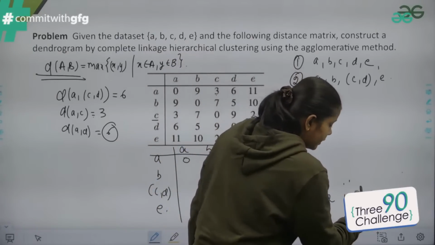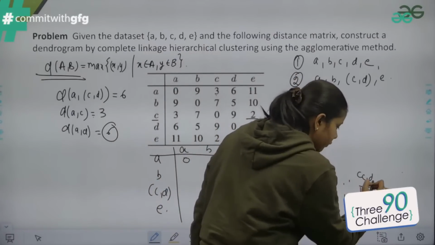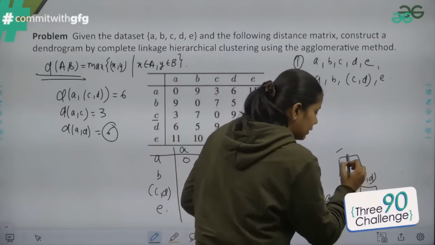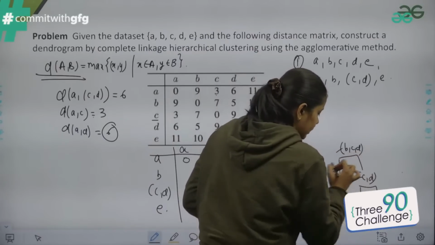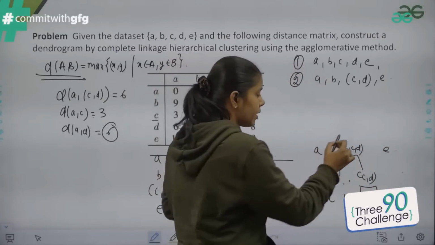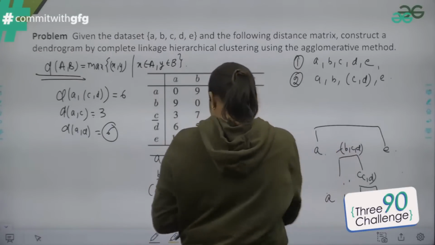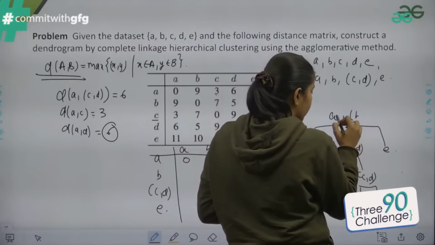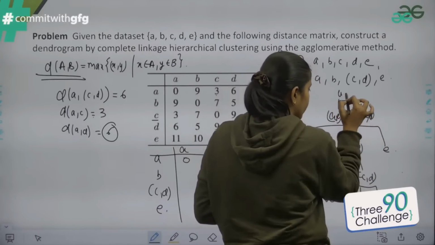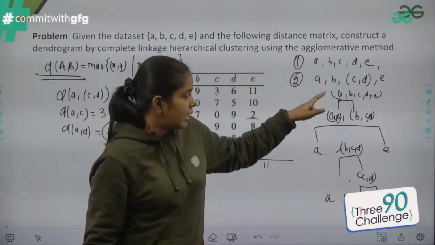Then I have seen that C and D have the minimum distance, so I'll join them and make one cluster. So in the next step I get one cluster, that is C comma D. Then I have seen that C comma D and B have minimum distance, so I'll join them and get another cluster, B C D. Now in this stage I have three clusters: A, B C D, and E. In the next step I have seen that A and E have minimum distance, so I'll join them. Now I am left with two clusters, A comma E and B C D, and at the last I'll combine both of them to get one cluster. So that means if I have 5 points in my data set, I start with five clusters and reach one cluster.